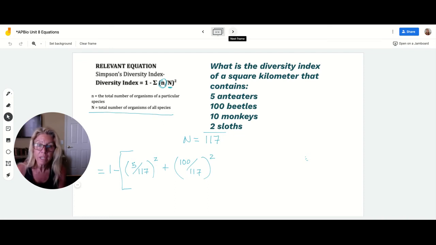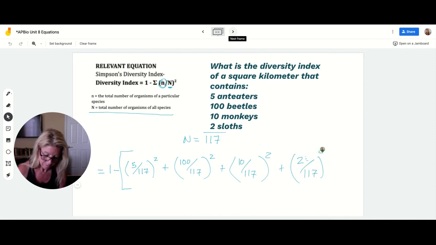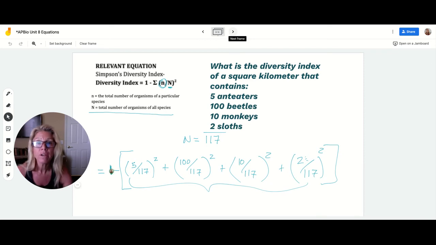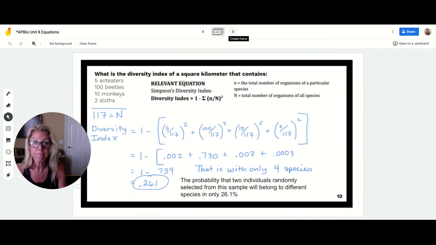I'll do that for the monkeys. I'll just do it for you so you see. And I would do that for the sloths. I would do it for each one of those. I would add this, I would get a total number here, and I would subtract that away from 1. Here I've done the math for you on the next frame, so you can see it. If you need to, pause just for a second and look through it and see if that makes sense to you.